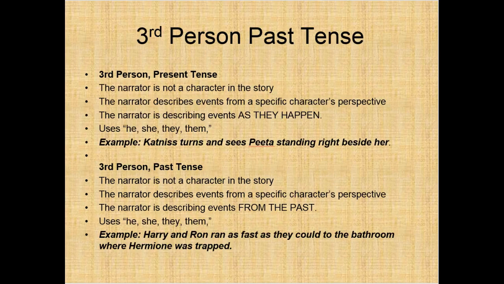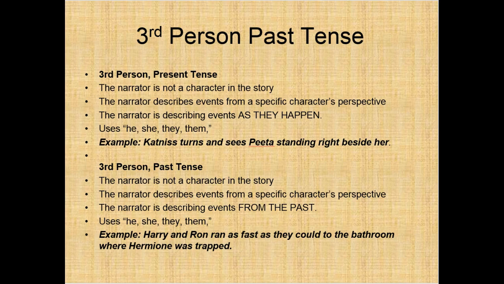The next would be third person. And third person is when it's told from an outside character. So the narrator of the story is not a character in the story. All right? Instead, they describe events that happen to other people. In present tense, they describe them as they happen, using pronouns like he, she, they, and them. So it might be something like, Katniss turns to see Peeta standing right beside her. Or you could have third person past tense, so it already happened.